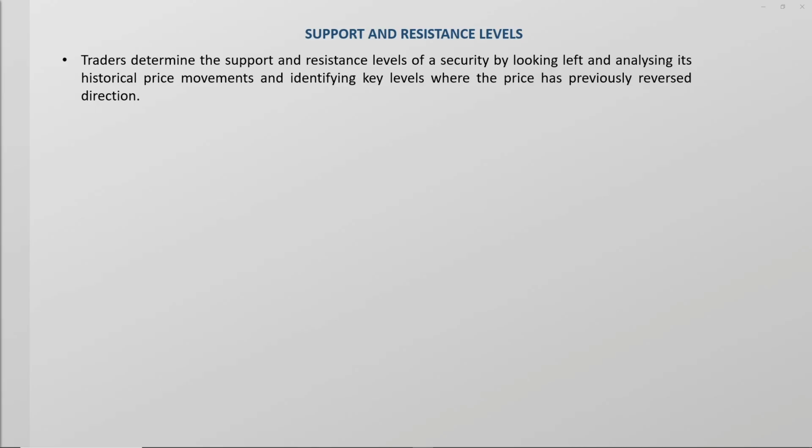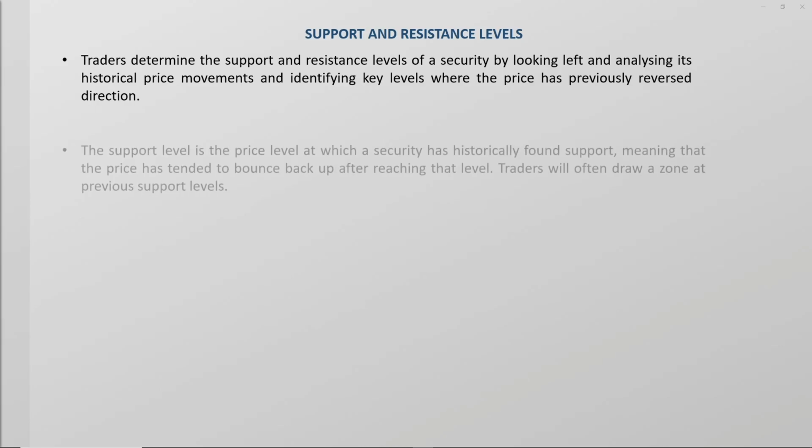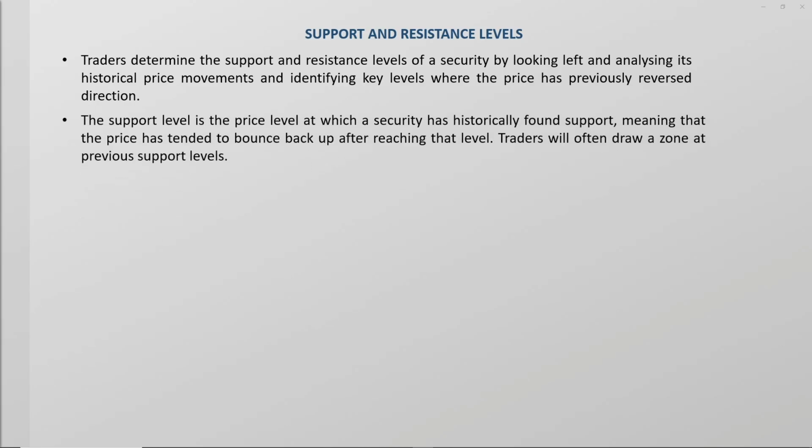Traders determine the support and resistance levels of a security by looking left and analyzing its historical price movements and identifying key levels where the price has previously reversed direction. The support level is the price at which a security has historically found support, meaning that the price has tended to bounce back up after reaching that level. Traders will often draw a zone at previous support levels.